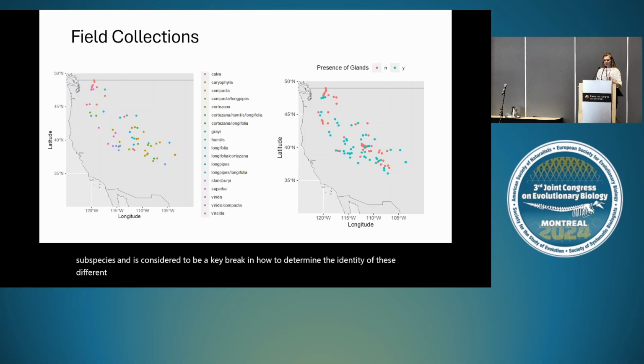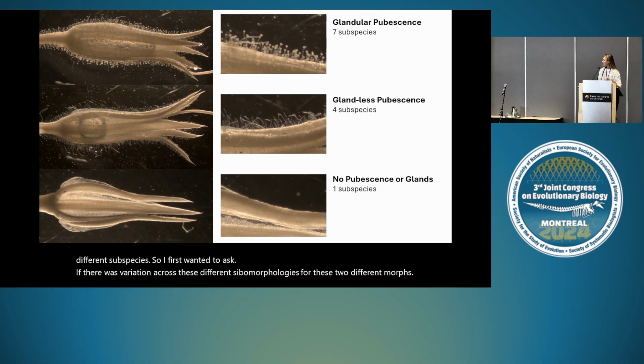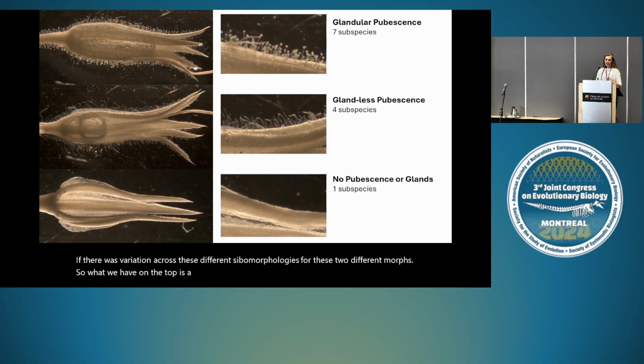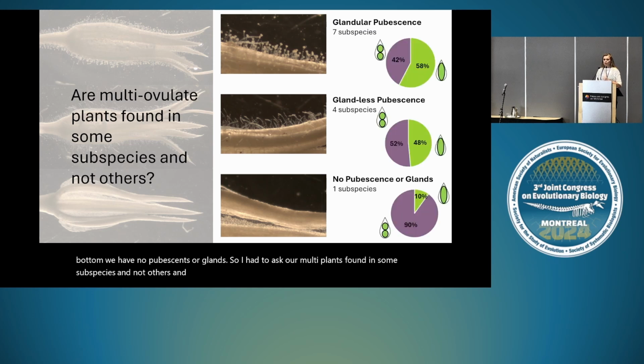So I first wanted to ask if there was variation across these different sepal morphologies for these 2 different morphs. What we have on the top is a glandular pubescent morphology, so these are hairy and sticky. In the middle, we have glandless pubescence, this is hairy and not sticky, and on the bottom, we have no pubescence or glands. So I wanted to ask, are multi-ovulate plants found in some subspecies and not others? And the answer is no. We find both morphologies present in all 3 of these subspecies categories.